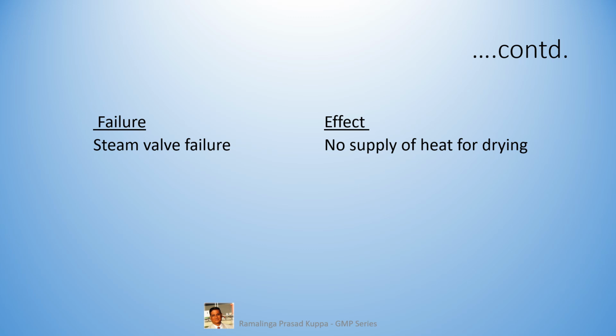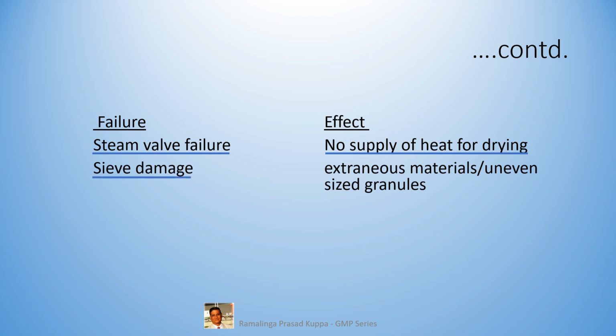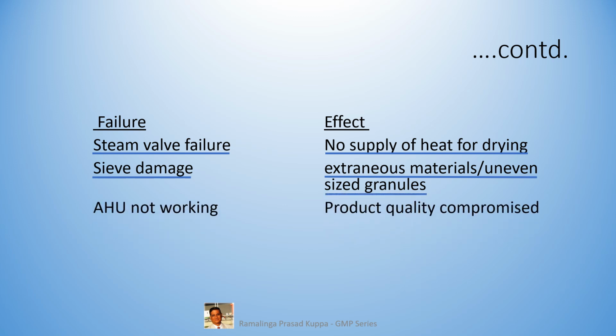When the steam valve fails, there is no supply of heat for drying. When the CV is damaged, extraneous materials or uneven sized granules are the effect. When the AHU is not working, the product quality is compromised. There is a possibility of contamination.